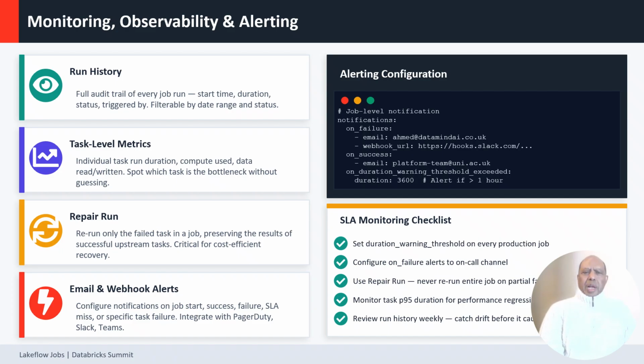So on alerting, configure a duration warning threshold on every production job. This fires an alert when the job is taking longer than expected. So before it actually fails, it gives you an early warning to investigate before the deadline is missed. Now, one recommendation is to integrate your failure webhooks with your team's Slack or Teams channel. A job failure at 3 a.m. should wake the on-call engineer, not wait until the 9 a.m. stand-up. So that is very important.